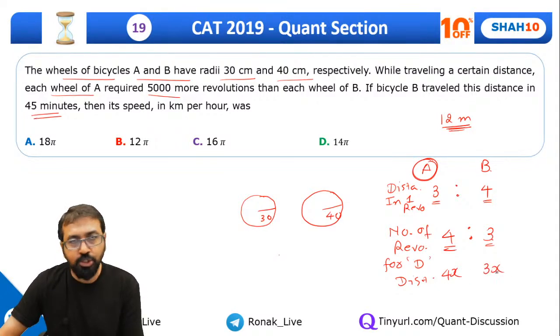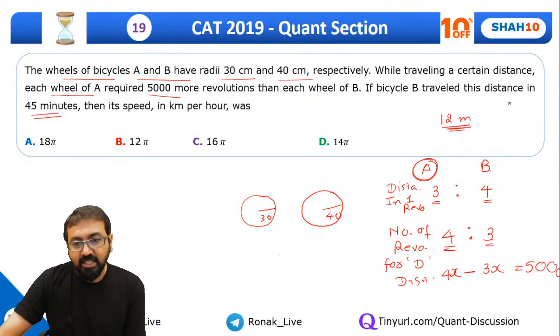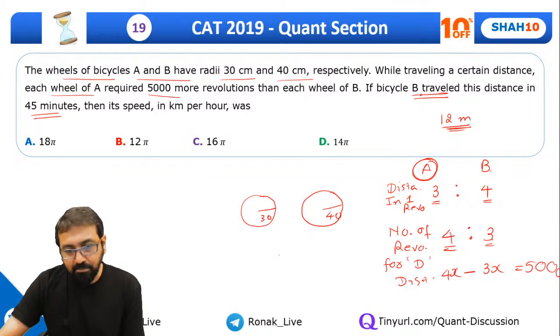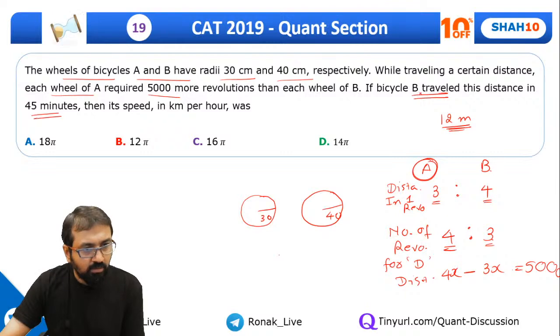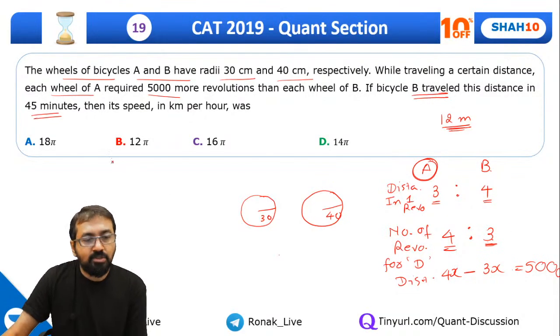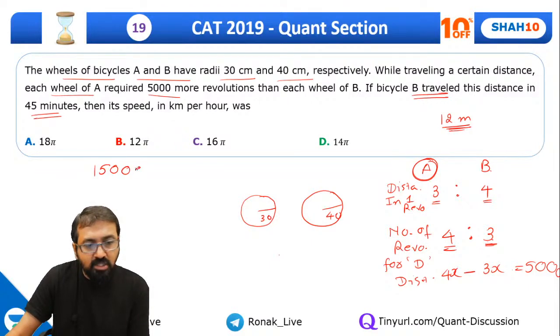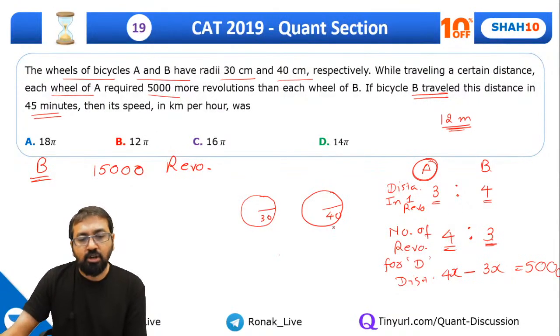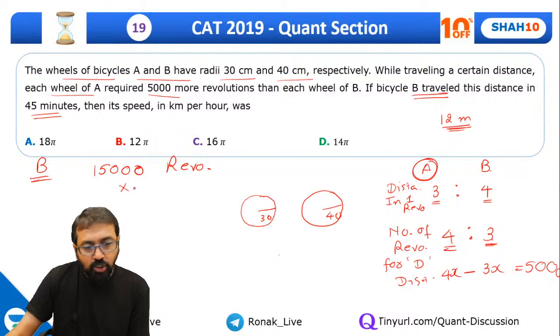Now what we are told is that when this makes 4x revolutions, this will make 3x revolutions to travel the same distance, and this difference is given as 5,000. Please understand, this difference is given as 5,000. So what is x? x is 5,000. So that means this bigger B made 3 into 5,000, that is 15,000 revolutions. Cycle B made 15,000 revolutions, and in each revolution it is traveling 80 pi centimeter distance.